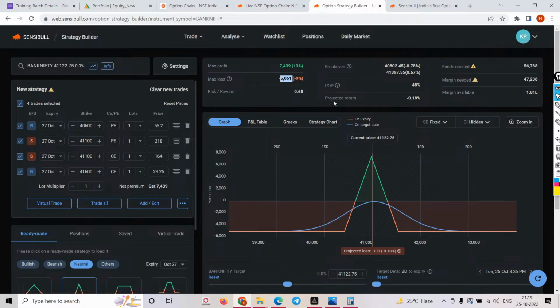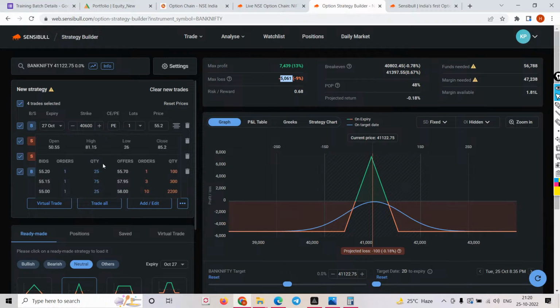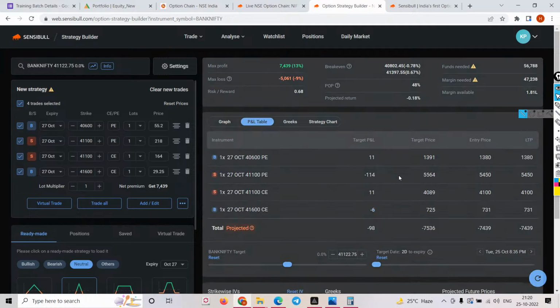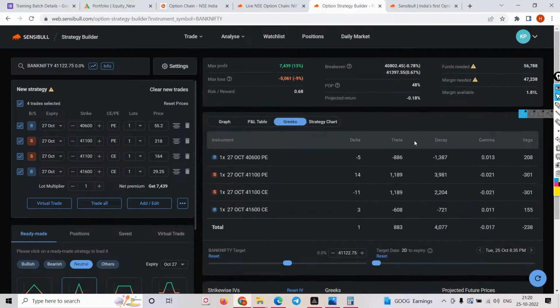This is your margin needed, right? For this trade you need this margin, and this is the funds needed. This is your POP, projected return, how much return you can expect. This is the way you can see your bid and ask price. You can calculate the maximum profit and loss. Okay, go to profit and loss; this will show you. Greeks is very important. Let's cover the Greeks tomorrow in the next session.